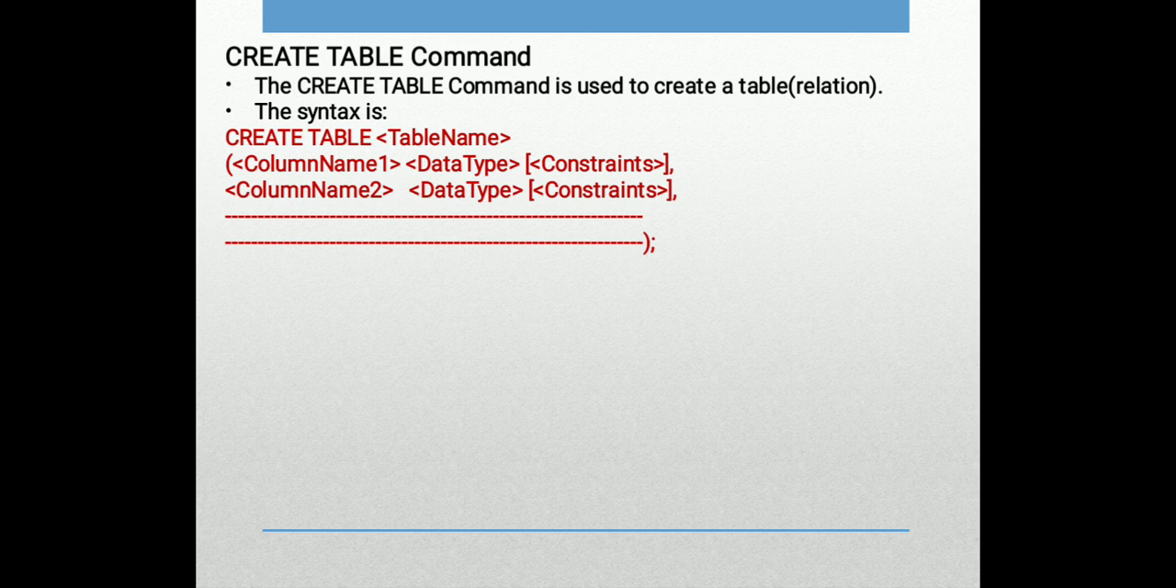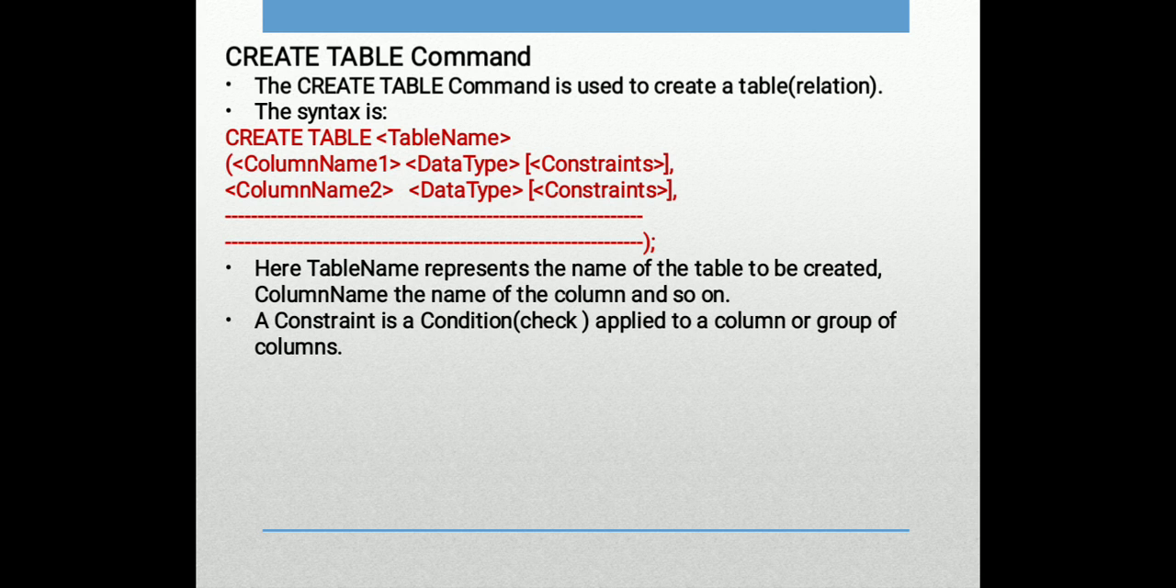Here the table name represents the name of the table to be created and it is a unique name, and column name is the name of the column, and so on. And here we use a constraint. A constraint is a condition or check applied to a column or a group of columns. Constraint means a condition applied to a column or a group of columns.